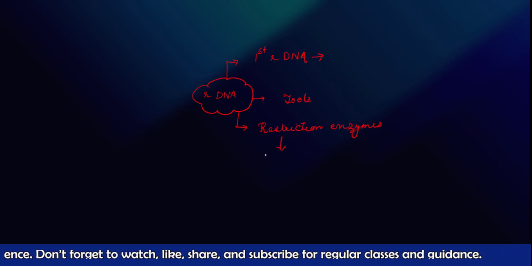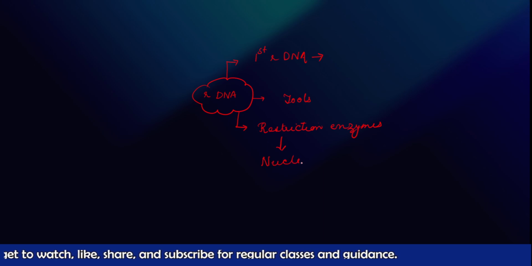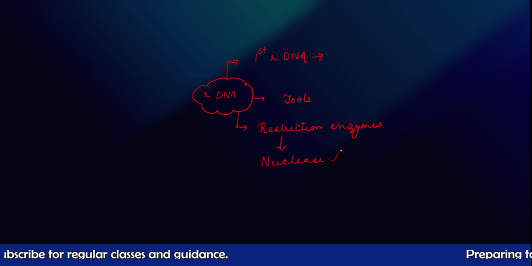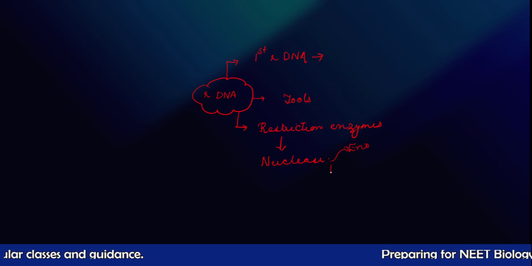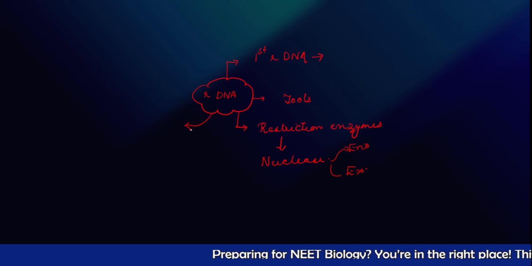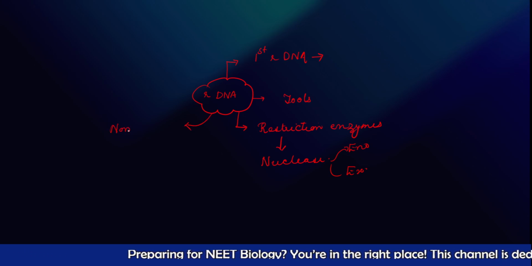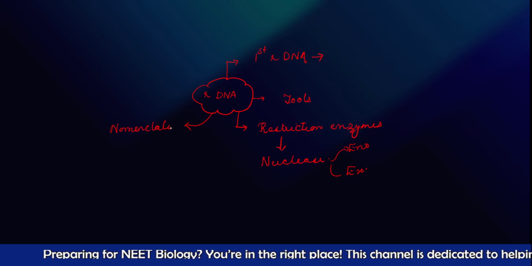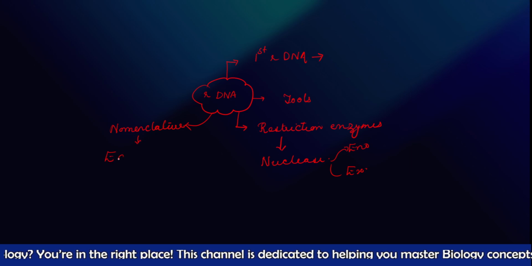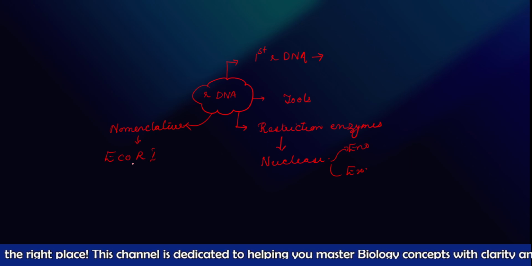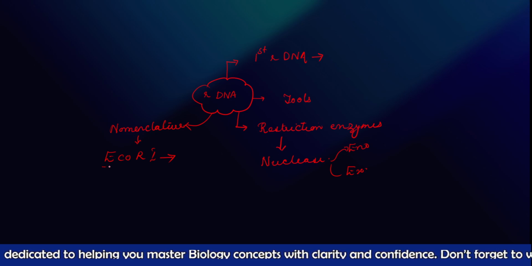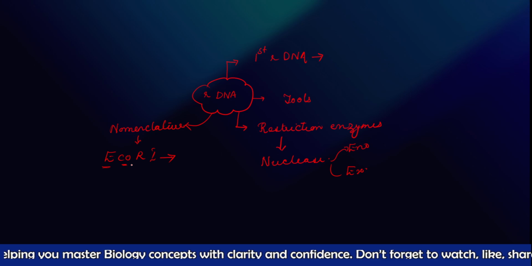Restriction enzymes belong to the class nuclease, right? And the nucleases, what are the different types of nucleases? Restriction endonuclease and the exonuclease. Then we learned about the nomenclature of restriction enzyme, the naming of the restriction enzyme. There we learned one example, EcoR1. From which bacteria was this restriction enzyme developed? That is from Escherichia coli, right?